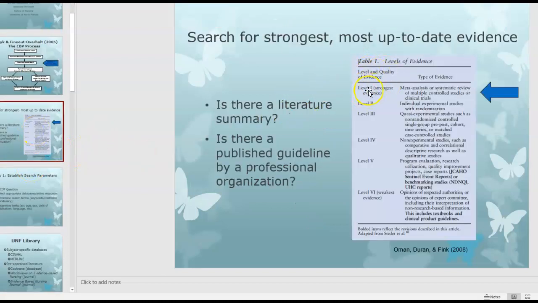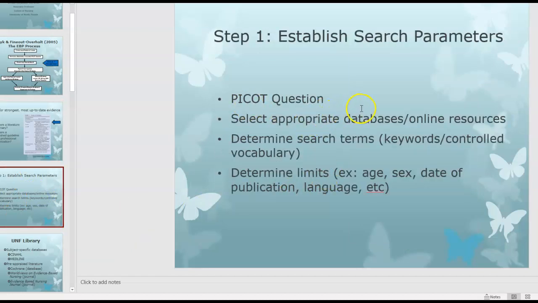So remember that you really are looking for the strongest levels of evidence. Level 1 is the best, and of course it's a meta-analysis or a systematic review of all the quantitative information that has been published, and they take that all and crunch it into one. Level 2, individualized experimental with randomization. Level 3, quasi-experimental. Level 4, non-experimental, like a cohort study. Level 5, program evals. Level 6, of course, is like opinions of people, which might be all you get for your question. So now you're going to select your databases.